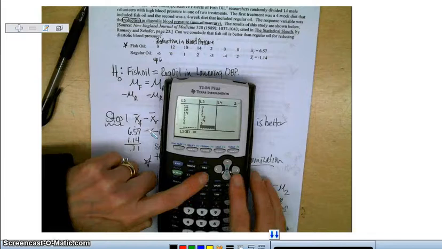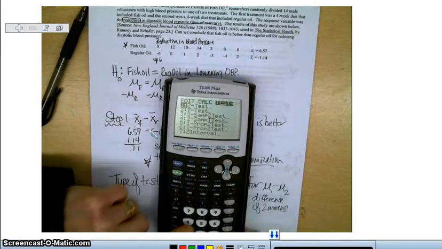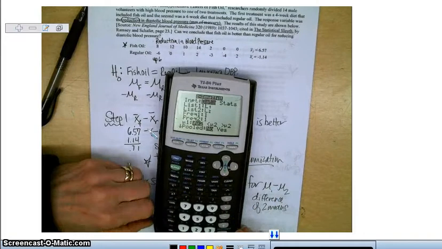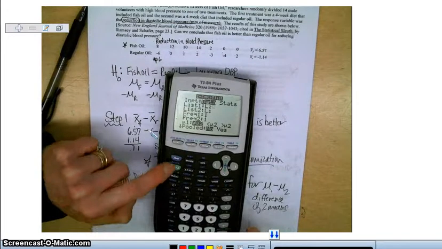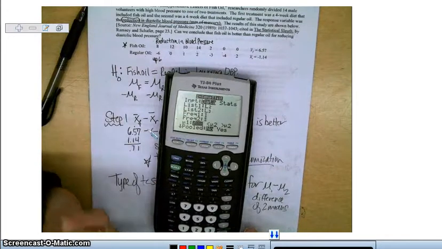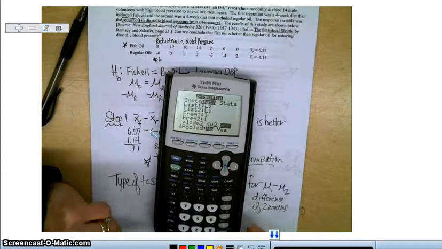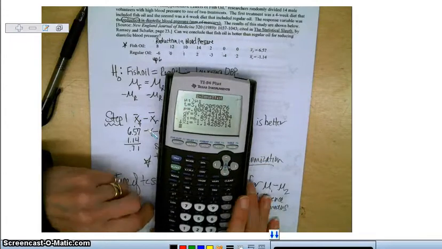Alright, so then I'm going to go back to Stat Tests 4, and I have my data. Mine is in list 2 and list 3, and it's greater than, and pooled no. I want to calculate, and it calculated it.